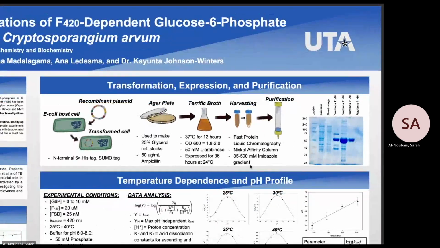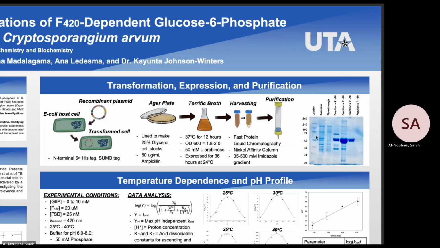The FGDs from Cryptosporidium arbum are expressed in an E. coli host cell where they combine to create the transformed cell. Then these transformed cells are grown on an agar plate, and from this, a colony of the agar plate is selected and grown in terrific broth under these conditions. Once they have grown, induced, and expressed, they are harvested and purified using fast protein liquid chromatography.